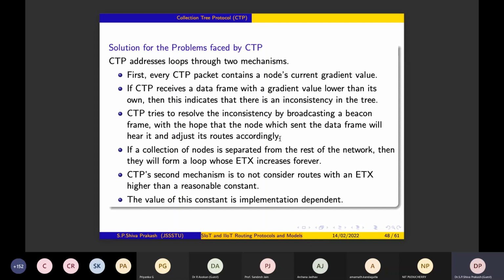If a collection of nodes is separated from the rest of the network, then they will form a loop whose ETX increases forever. The second mechanism is not to consider a route with an ETX higher than a reasonable constraint, and the value of this constant is implementation dependent.